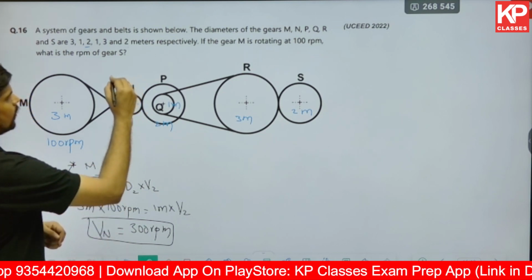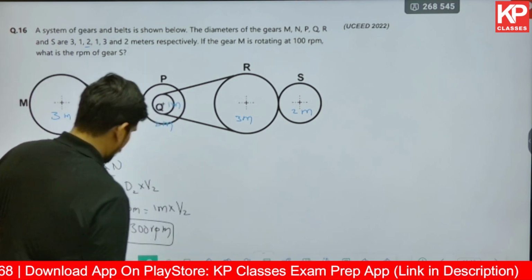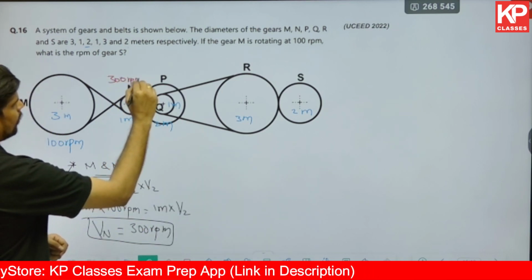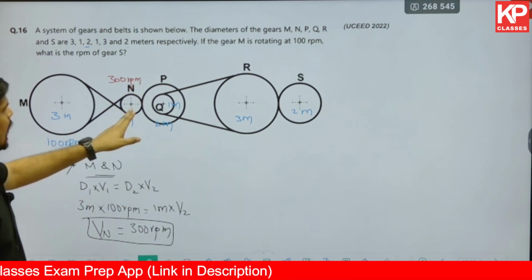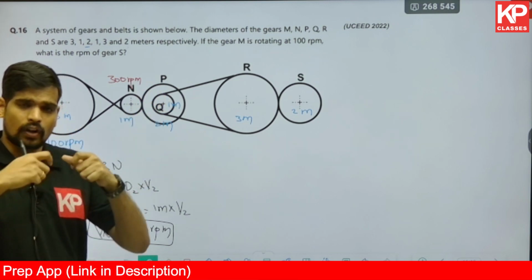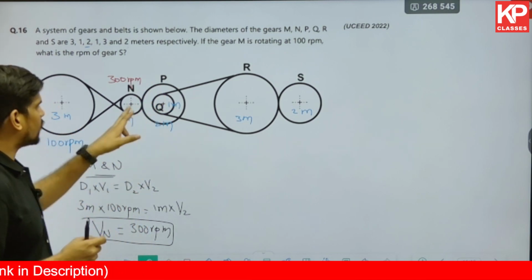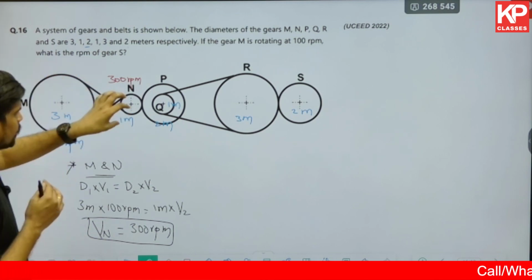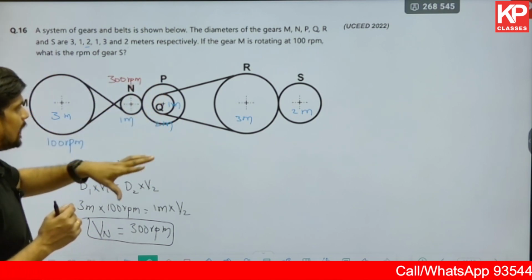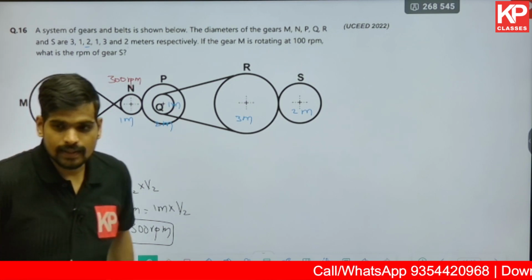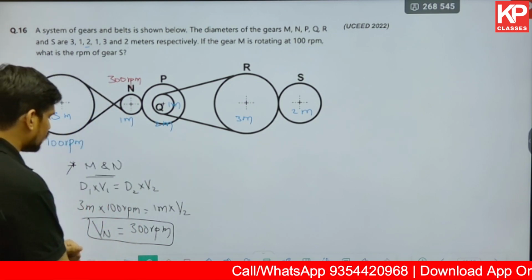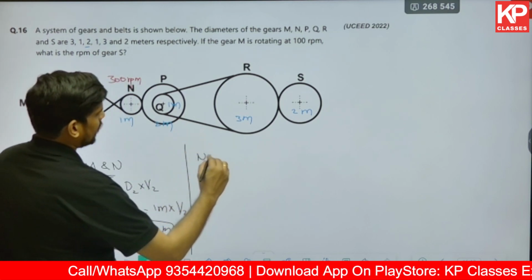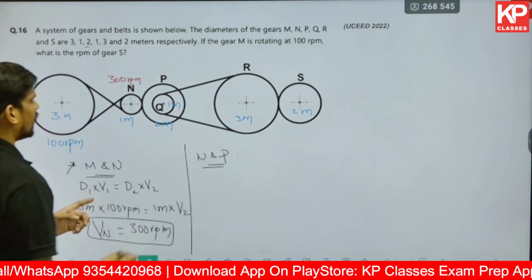So let me mark it over here. For N, the RPM value is coming out to be 300 RPM. Now N and P, these are gears. So when you have gears, all the same logic applies. This is the driver now. So first this was the driver, this was the driven. Now this becomes the driver for this driven disk P. So P is a gear which is basically the driven disk. So whenever you have driver and driven, you apply the same logic. So now I'm applying the same concept for N and P, which are also connected gears.